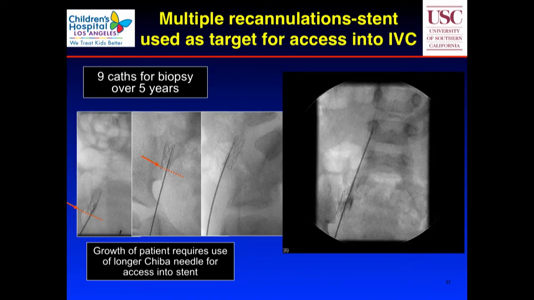So again, this patient had 9 biopsies over 5 years, and as she grew, the stent went further and further into her pelvis. But because I have a target, I can use a lot. And this needle is like 12 inches, where we had to go through and get in there. But we're able to get in.